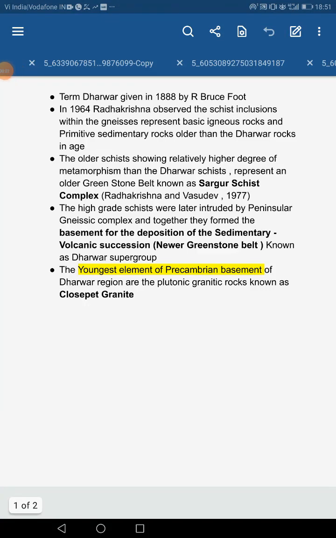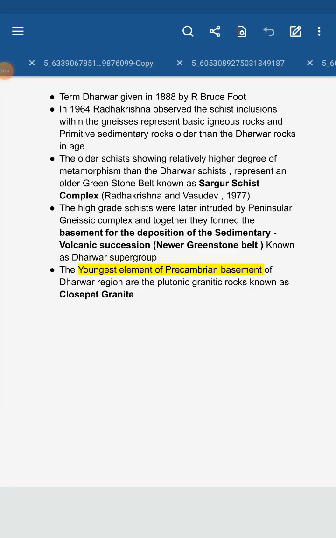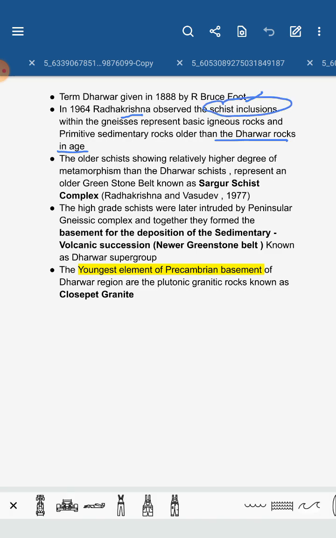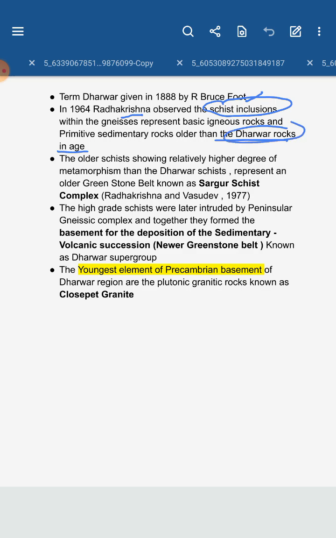So let's start about Dharwar Craton. So this is part one of Dharwar Craton. So the term Dharwar was given by R. Bruce Foote in 1888. In 1964, Radha Krishna observed that the schist inclusions within the gneiss represent the basic igneous rock and primitive sedimentary rock older than the Dharwar rocks in age. So the schist inclusions were older than the Dharwar rock which are present now.